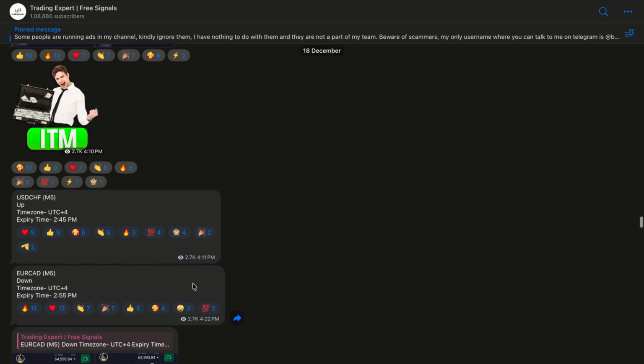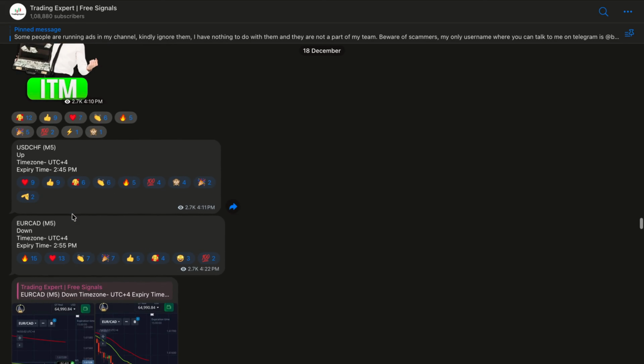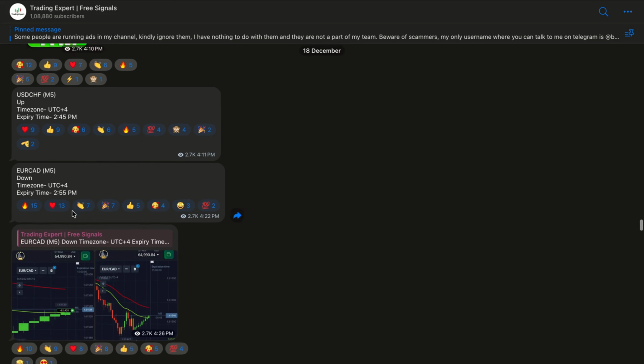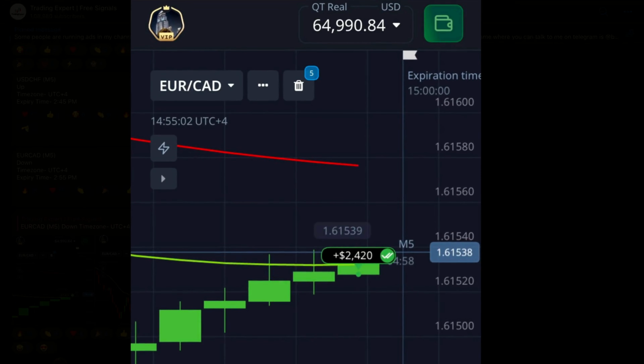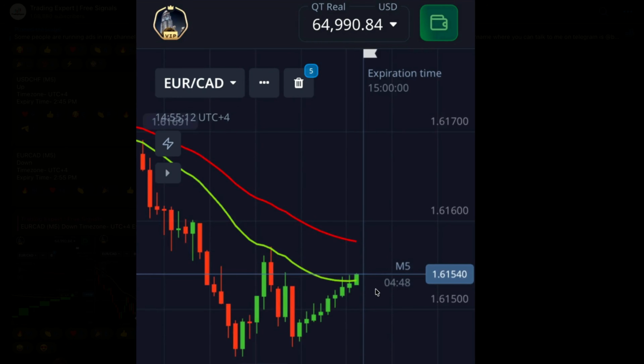The next signal was for USD 5 minutes up. This was a loss. The next signal was for EuroCAD 5 minutes down. Again, a very good win. In this, the price was trading below the moving average, which means this was a clear downtrend and it was indicating a bearish market structure, so we took a down trade at the moving average, and with a very good entry we won this trade.